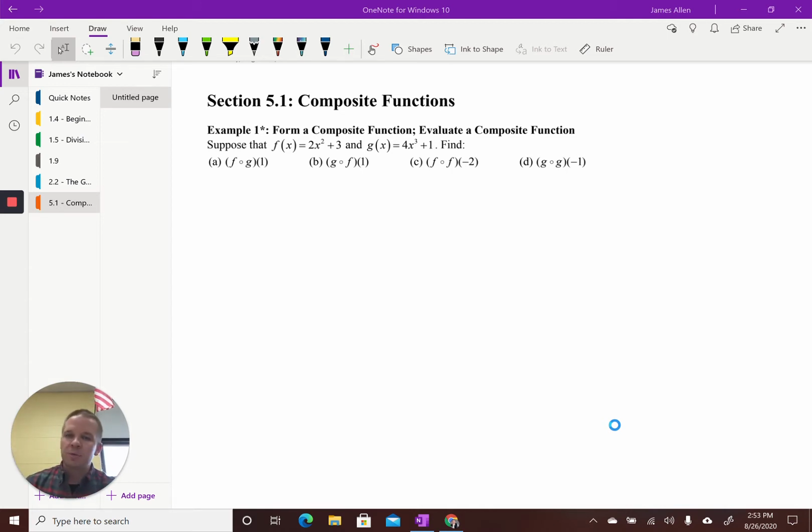We've done operations with functions. I think it's time for some composite functions. That f of g, g of f, awesomeness that you love so much from Algebra 2 Honors. Let's get to it. So we have f of g of 1.